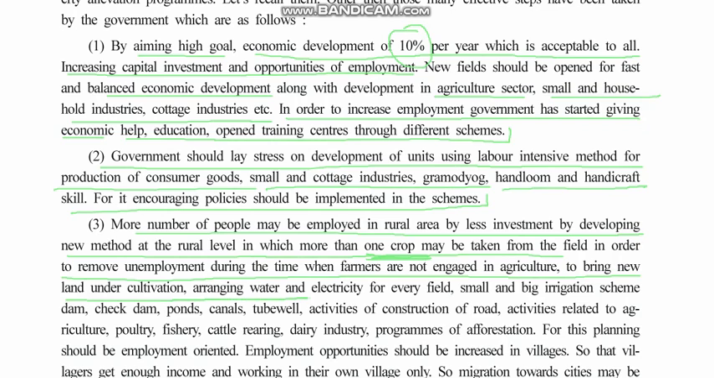To remove unemployment during the time when farmers are not engaged in agriculture: bring new land under cultivation, arrange water and electricity for every field, small and big irrigation schemes, check dams, ponds, canals, tube wells, construction of roads, activities related to agriculture, pottery, fishery, cattle rearing, dairy industry, and programs for afforestation. All these things should be done when agriculture is not being done. This will give them alternative employment.